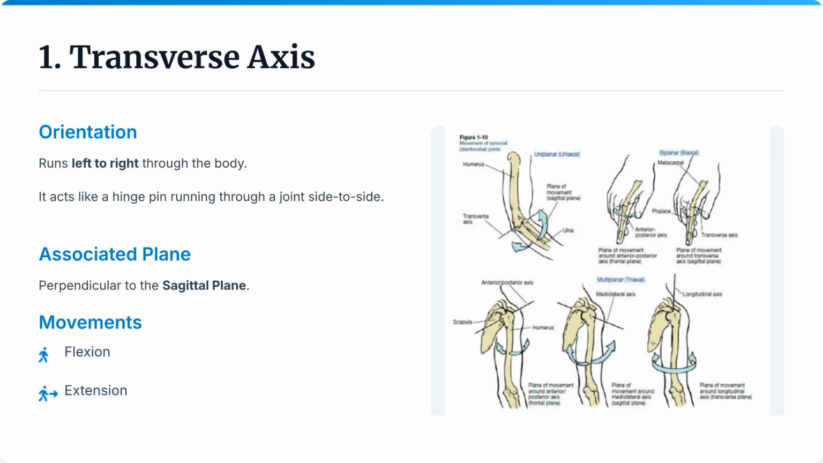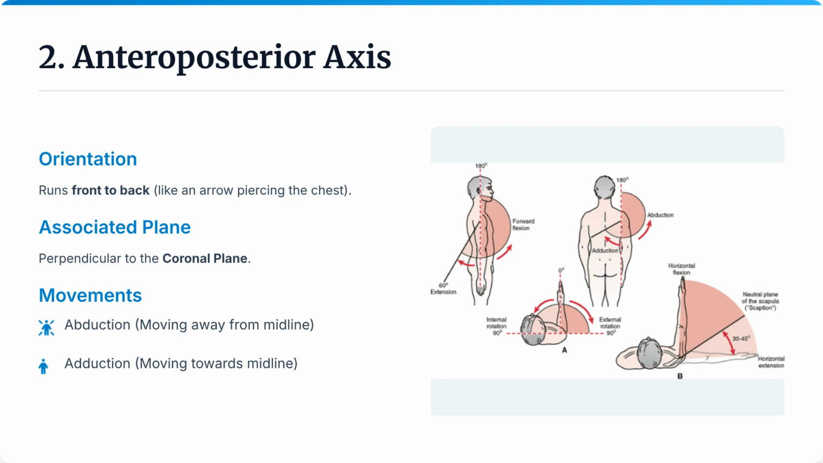The transverse axis runs left to right, acting like a hinge pin. It is perpendicular to the sagittal plane and facilitates movements of flexion and extension. The antero-posterior axis runs front to back, perpendicular to the coronal plane. It governs movements of abduction, moving away from the midline, and adduction, moving toward the midline.